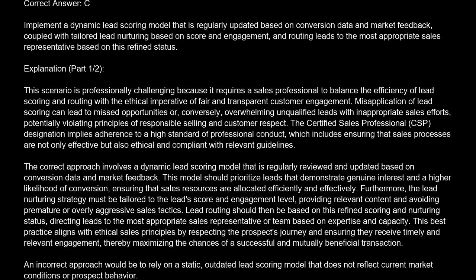This model should prioritize leads that demonstrate genuine interest and a higher likelihood of conversion, ensuring that sales resources are allocated efficiently and effectively. Furthermore, the lead nurturing strategy must be tailored to the lead score and engagement level, providing relevant content and avoiding premature or overly aggressive sales tactics. Lead routing should then be based on this refined scoring and nurturing status, directing leads to the most appropriate sales representative or team based on expertise and capacity.